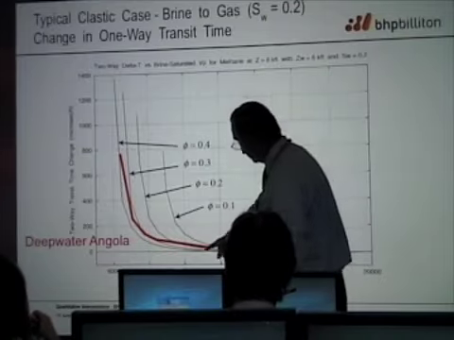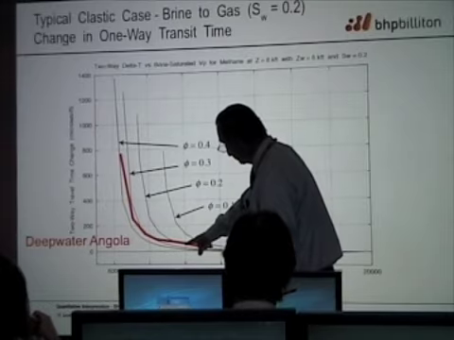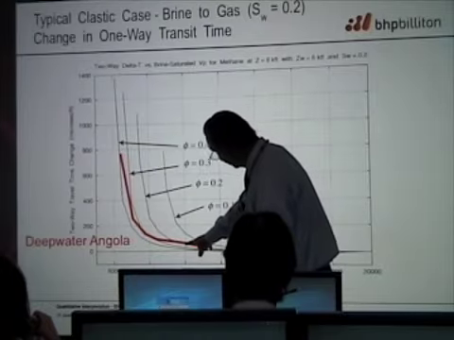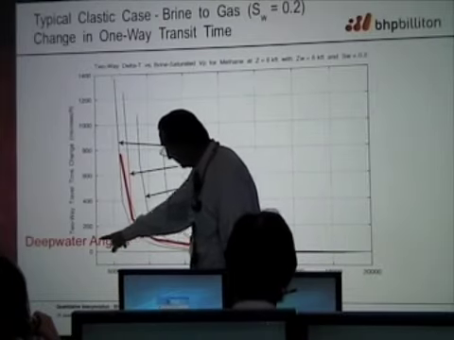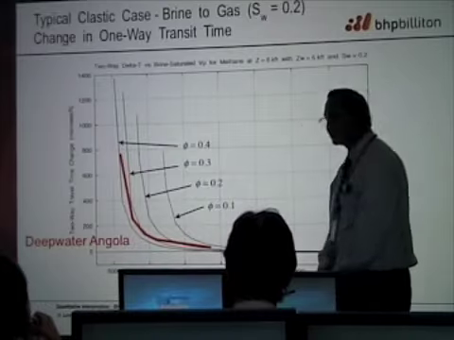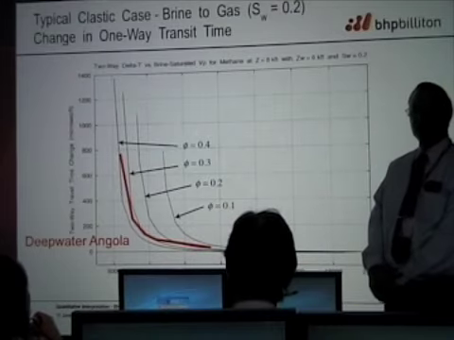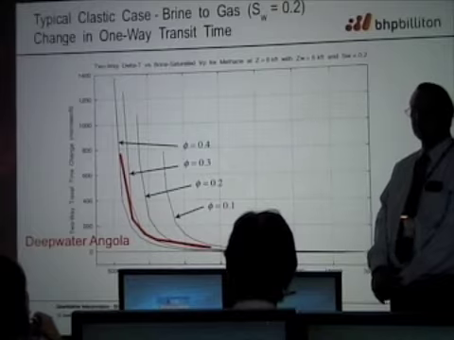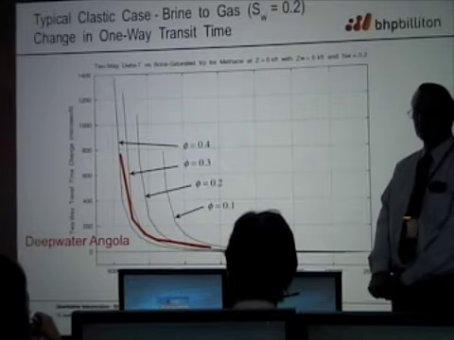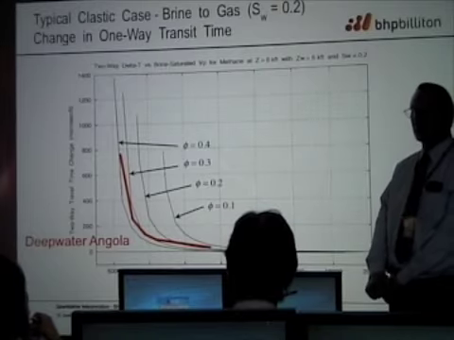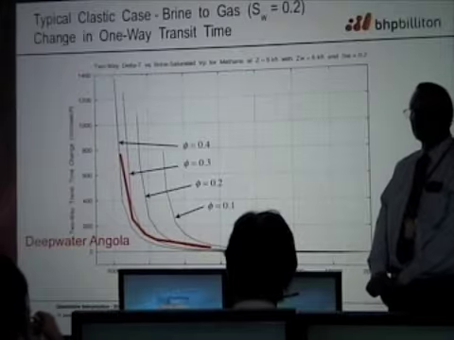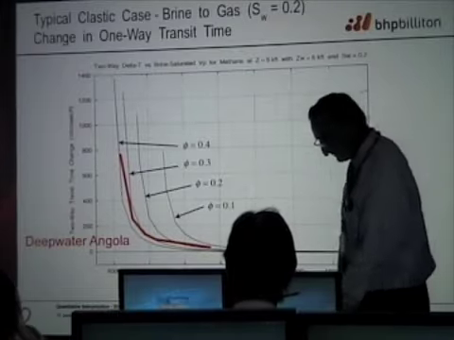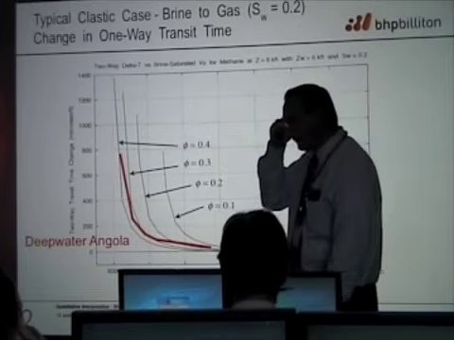What's this over here? I'm down at 8,000 feet. I now have a little over 100, so 120 microseconds per foot. A 100-foot thick reservoir, 12 milliseconds. Barely detectable in most seismic data. You might be able to detect it, but it wouldn't be easy. Okay?